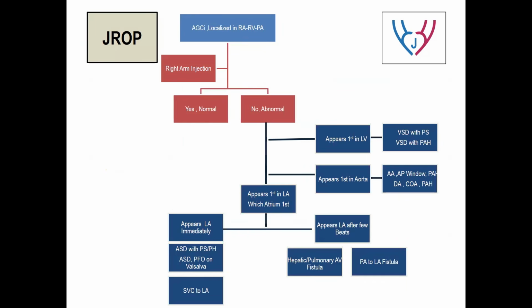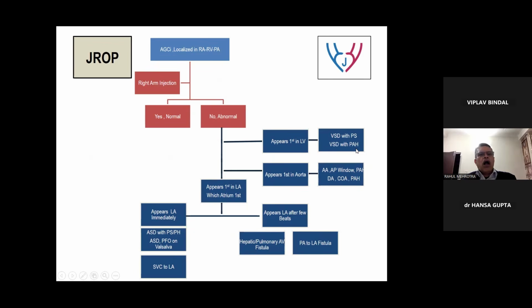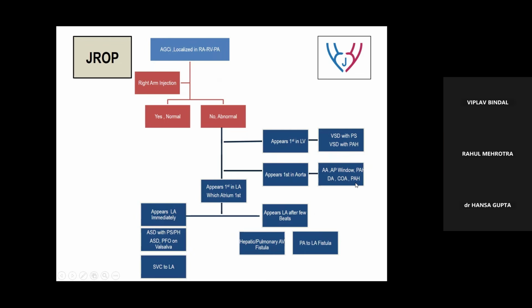Now, here is the algorithm. What we see is localized RV, RA, and pulmonary artery. Inject into the right arm. If it's localized to the right heart, then it's normal. There's no shunting across it. If it's not, then it's abnormal. Now the question is where it appears first. It first appears in the LV: then we have VSD with pulmonary stenosis or VSD with pulmonary artery hypertension. If it appears in the ascending aorta, then AP window with PH. If it appears in the descending aorta, coarctation of aorta with PH.